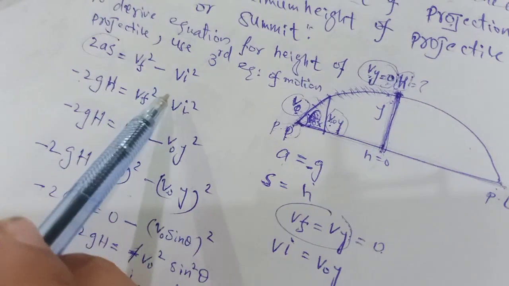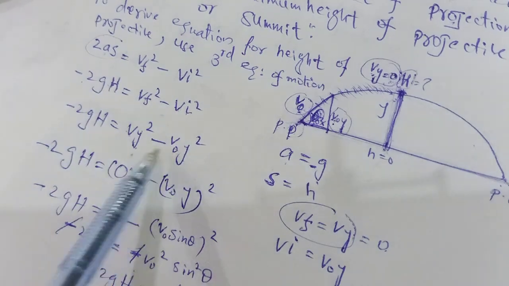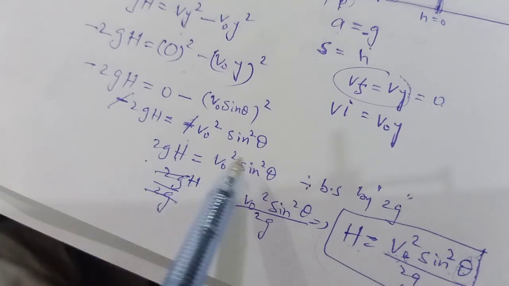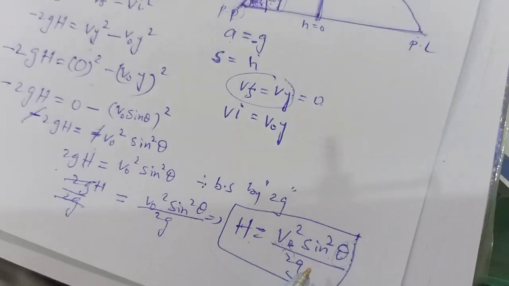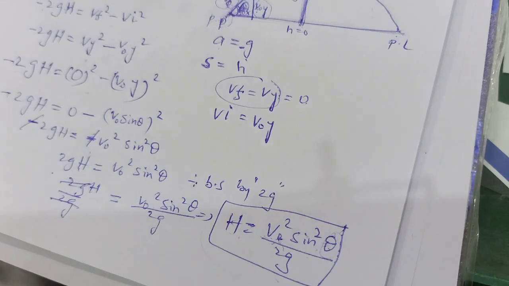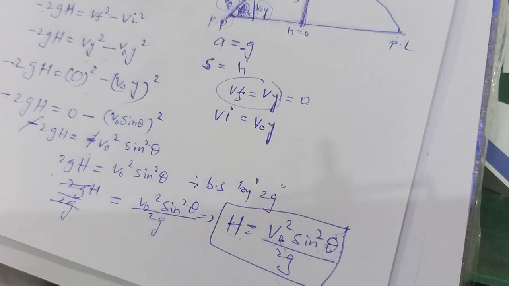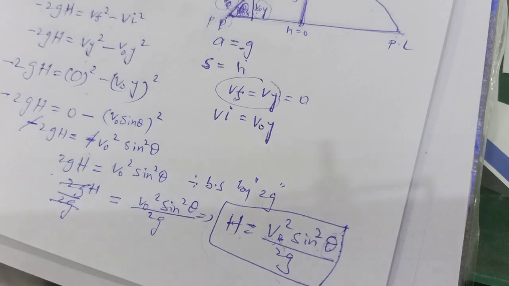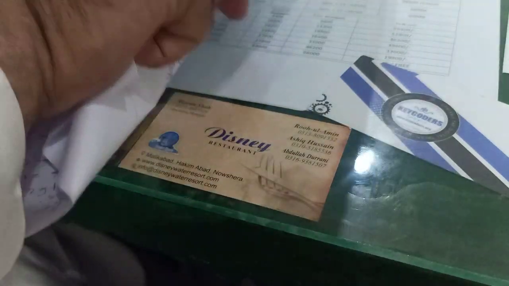So using the third equation of motion, we found the equation for height or summit of projectile. Now using this equation, we can trace the height or the summit attained by a projectile during the course of its journey. Now let's do another parameter of projectile motion. Another term that is related to projectile motion is time of flight.